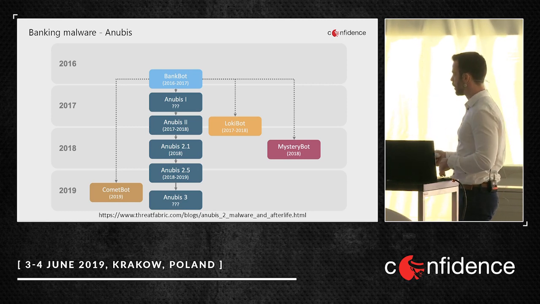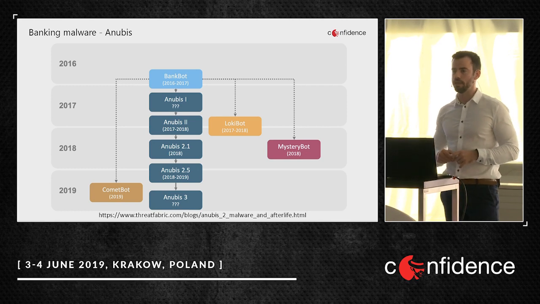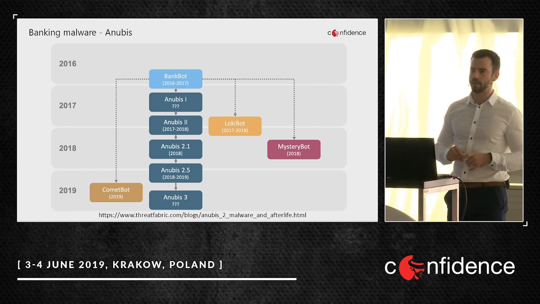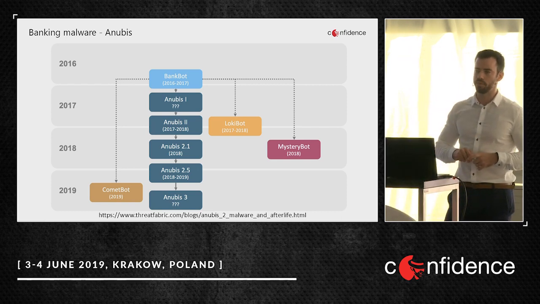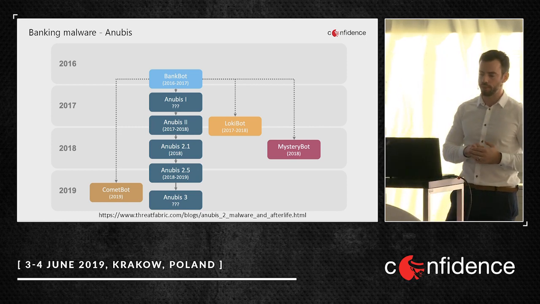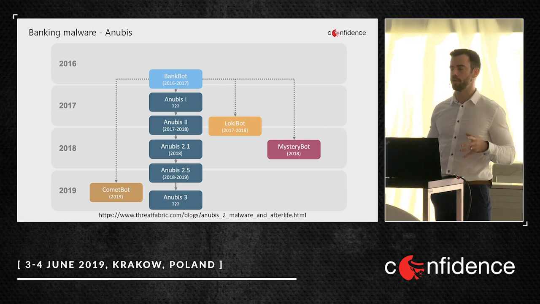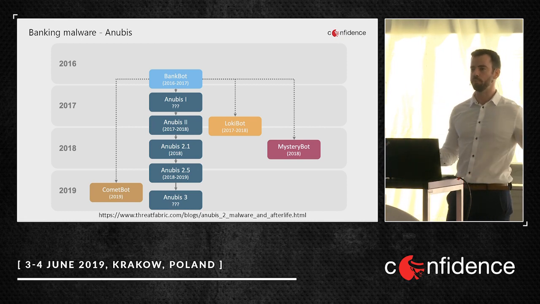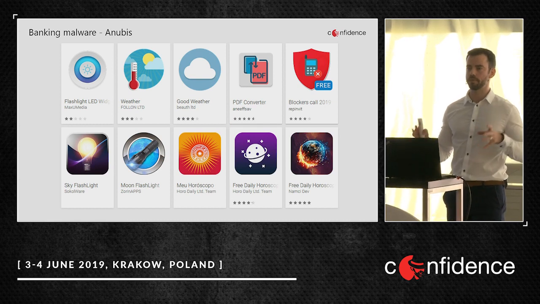For example, CometBot is now being sold in underground markets for 800 or 700 euros. But it's not sophisticated at all. So that's the genesis of Anubis. Now let's continue with distribution on Play Store. These complex banking Trojans do not impersonate banking apps, as it was with simple ones. They impersonate apps that are useful, that have some functionality.